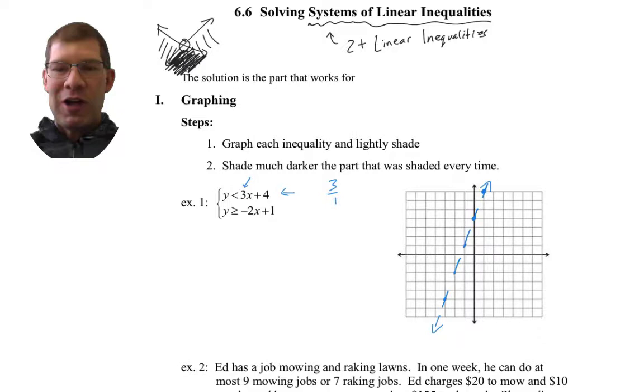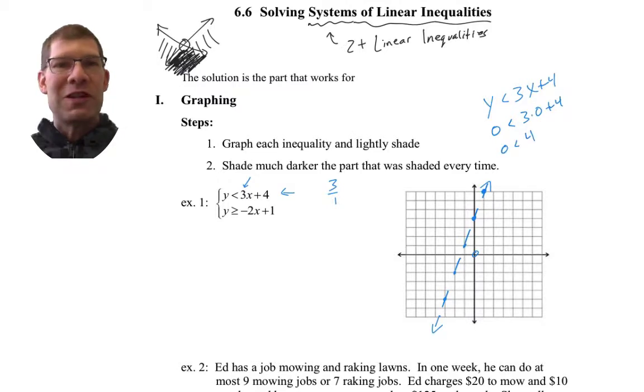Alright, now we need to figure out which side to shade. I usually put in the origin. So I'm going to show my work up here. I have y is less than 3x plus 4. You could put in any point as long as that point's not on the line. I'm going to put in 0, 0. So 3 times 0 plus 4. The reason I like that is 3 times 0 just drops out, and we have 0 is less than 4. Once we simplify it as much as we can, we ask, is it true? Yes, 0 is less than 4. So we know that the origin works, so we shade everything on that side.